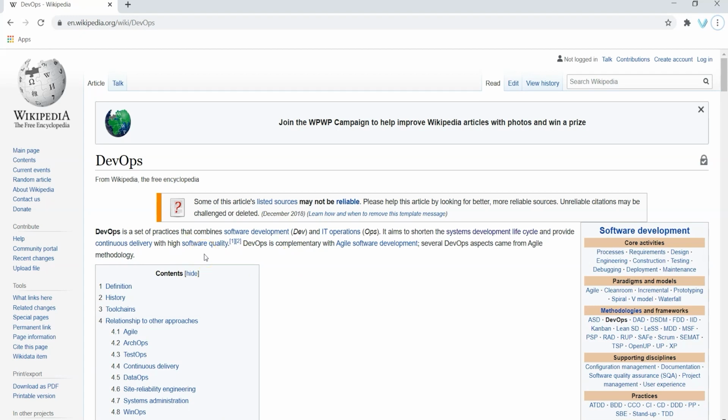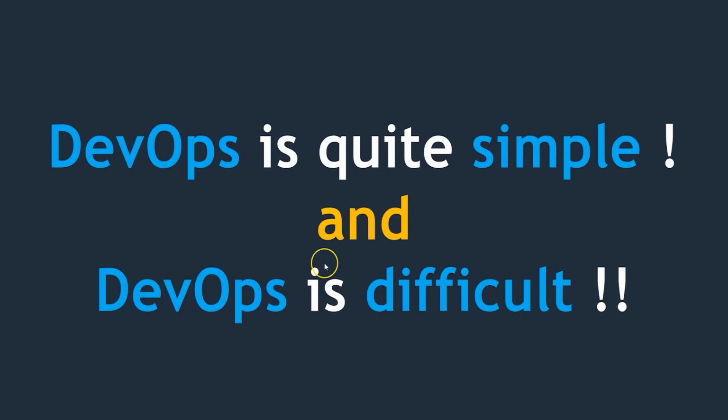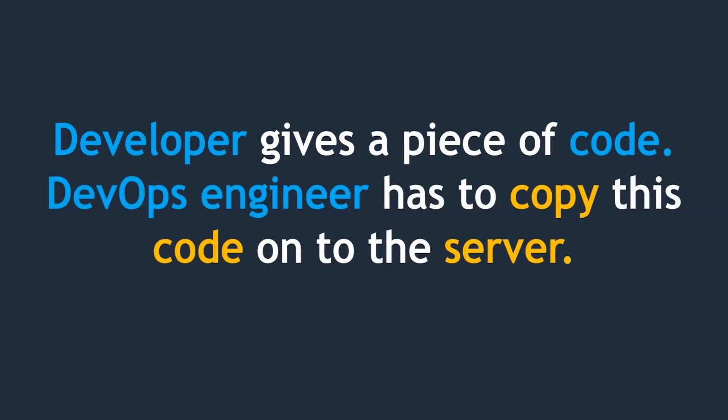Let's go and see what the roles of DevOps engineers are so that you can understand more clearly. So DevOps is quite simple and it is difficult. Why it is simple and why it is difficult, you are going to understand by the end of this lecture. First, let's see what a DevOps engineer does.